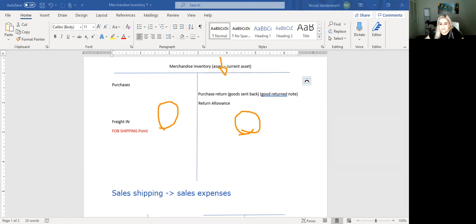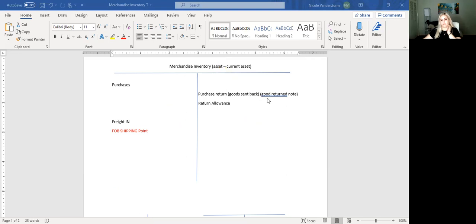All right, now there's another really important piece that we have to talk about. And this is what impacts the cost of your merchandise inventory, or the value of your inventory. And that is going to be your discount. It's called a trade discount or a settlement discount.